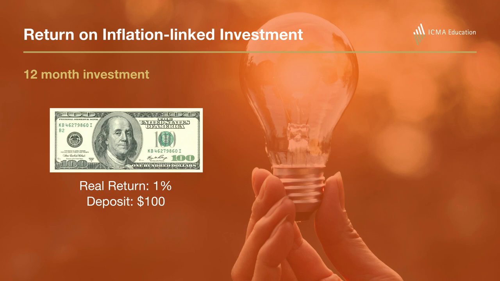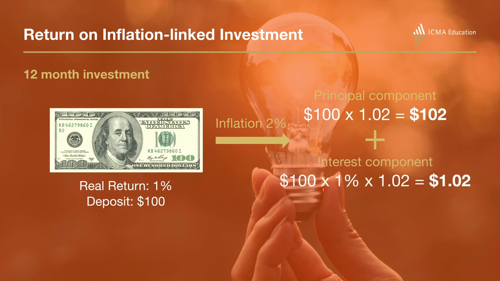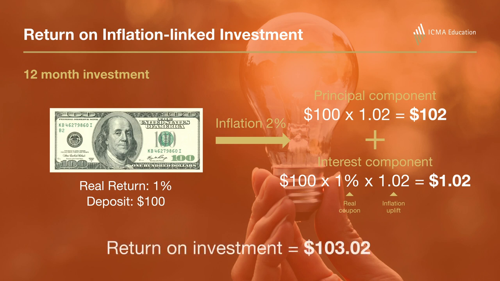So what is the return on the investment? The individual will be repaid their initial investment of $100 plus a 2% uplift for inflation. This is equal to $102. They will also receive a real rate of return of 1%, which in cash flow terms equates to $1.02 per 100 nominal. This is the coupon uplifted by inflation of 2%. So how much would they receive at maturity? $103.02. This is enough to buy 1% more goods and services, as illustrated by the chocolate example.